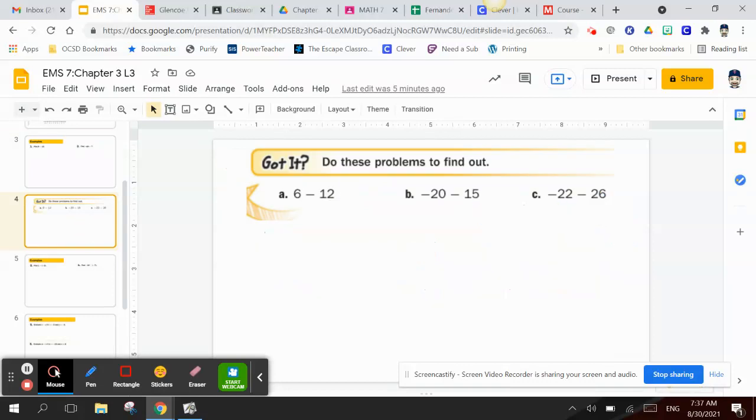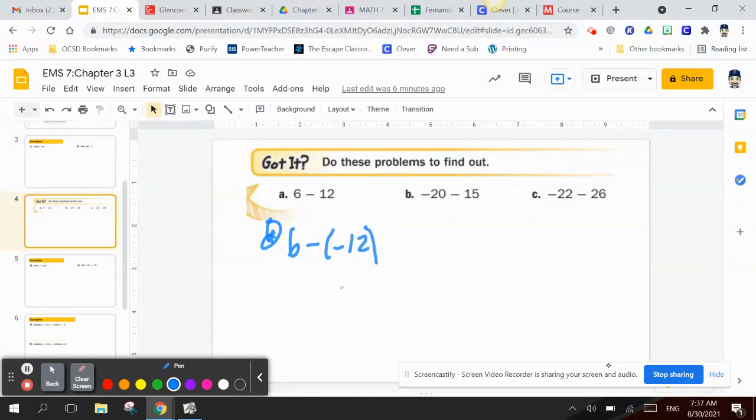So here's our got it problems. Let's take a look at these. You may pause the video and work on these problems, and we'll come back to it. So letter A, if I'm at 6 minus a negative 12, adding negative 12, 12 minus 6 is 6, 12 is larger, so that's negative 6.